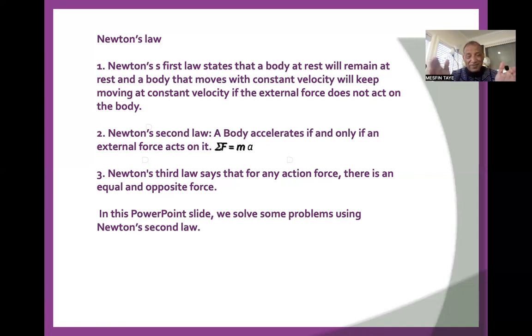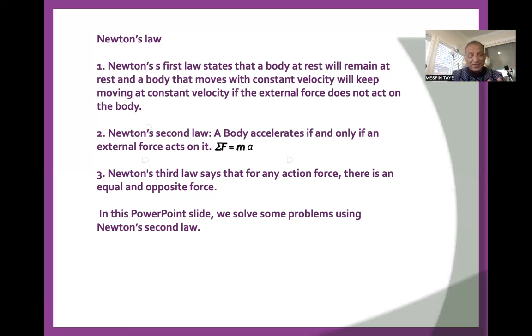Mathematically, that means the sum of the forces is equal to mass times acceleration. If you apply more force, the acceleration is going to be big. If the mass is big, the acceleration is going to be small. So the sum of the forces is equal to mass times acceleration. This is Newton's second law. In this discussion, we're going to use Newton's second law to solve a given problem.